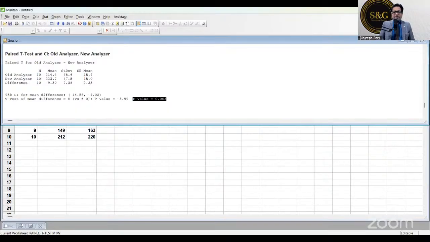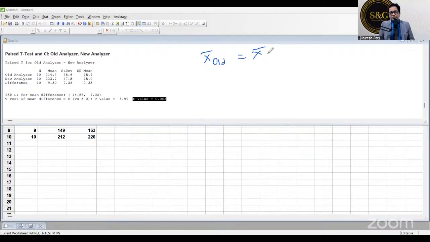So here the null hypothesis is X bar old analyzer is equal to X bar new analyzer. This is my null hypothesis. My alternate hypothesis is X bar old analyzer is not equal to X bar new analyzer. Now P low, null go, right? Now in this case, P value is 0.003.